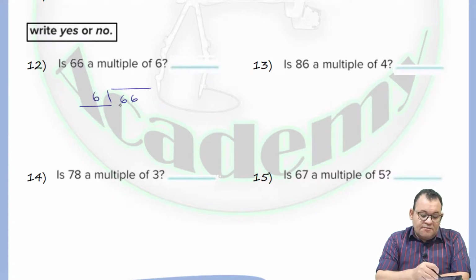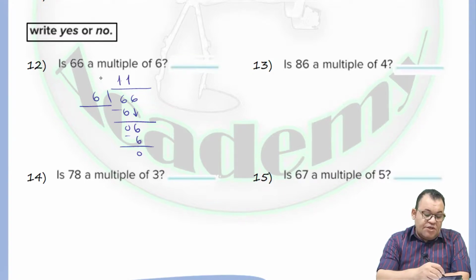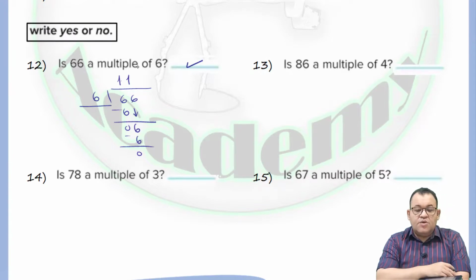66 divided by 6. 6 divided by 6 equals 1, because 1 times 6 equals 6. By subtraction it will be 0. Bring down the next number. 6 divided by 6 will be 1. 1 times 6 will be 6. By subtraction it will be 0. Because the remainder is 0, it means 66 is a multiple of 6. It means the answer is right.